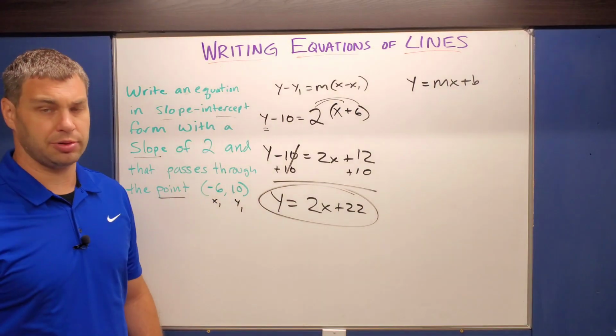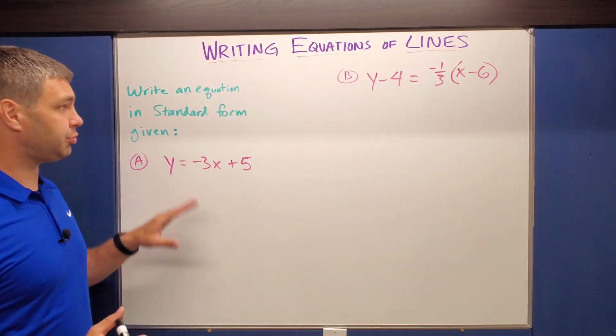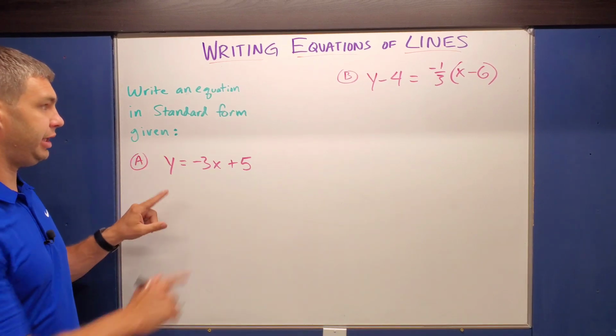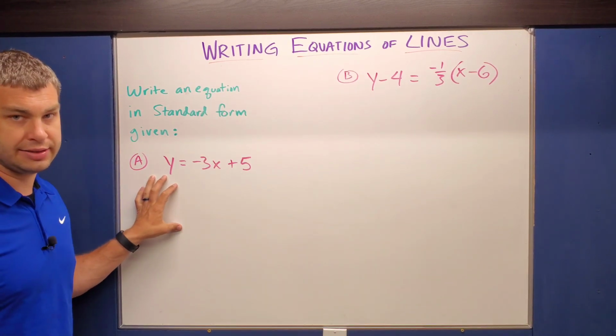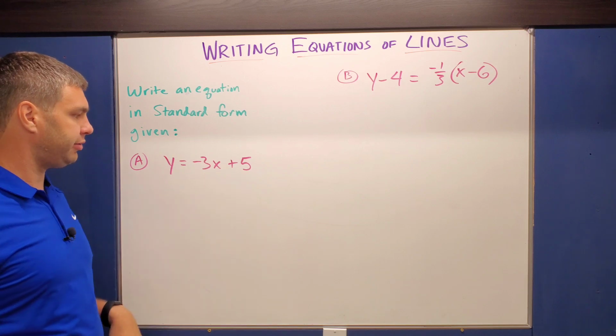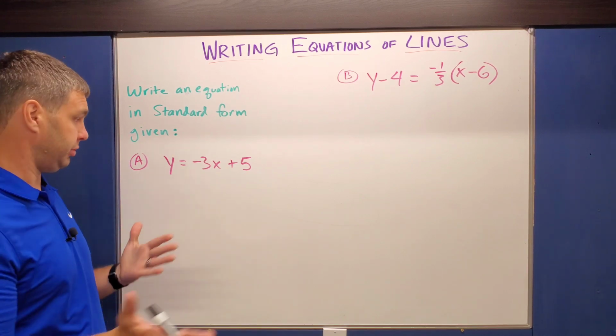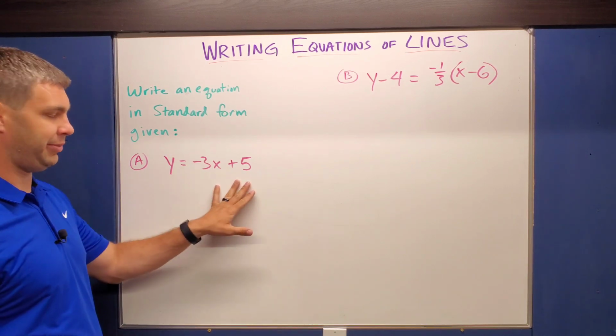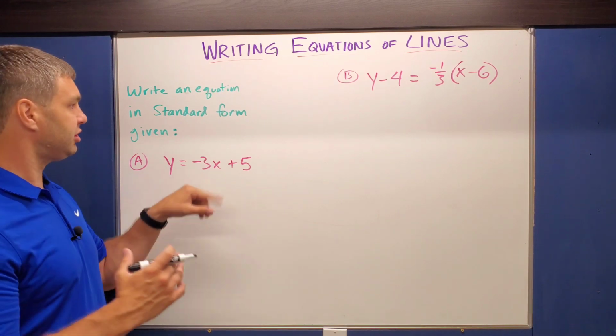Okay, let's try one where we go to standard form. This says write an equation in standard form given, and then we have two different problems. We'll start here with letter A. It says given y equals negative 3x plus 5. All right, so this is actually just in slope-intercept form, y equals mx plus b. But we want to change this to be standard form.